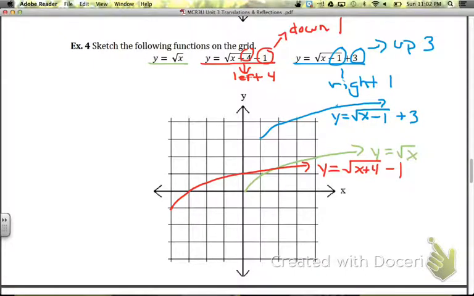Now if you're thinking, oh my goodness, this is a lot because I don't know my base functions, the more practice you do, the better you're going to get with this.